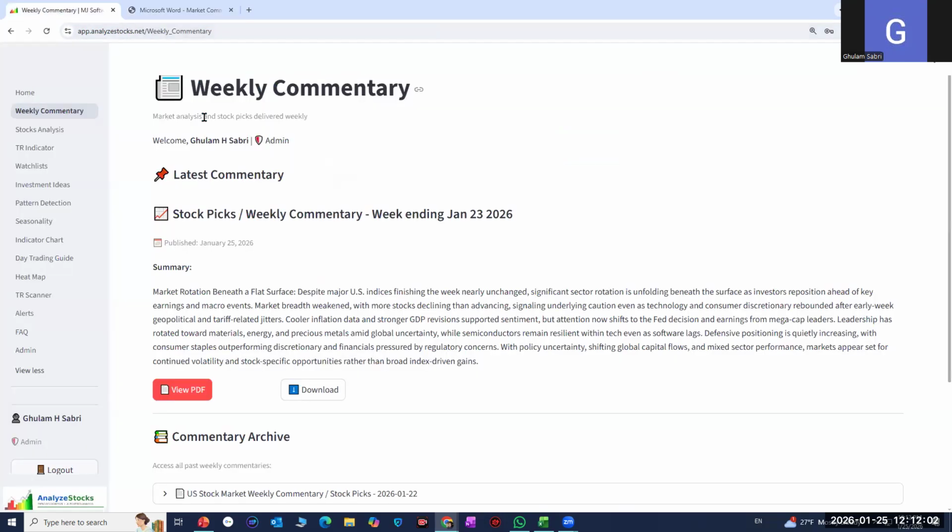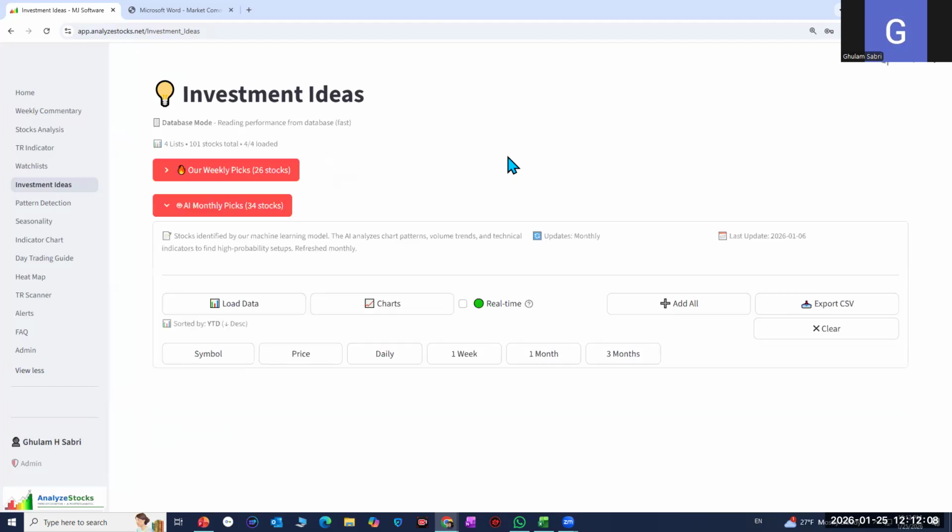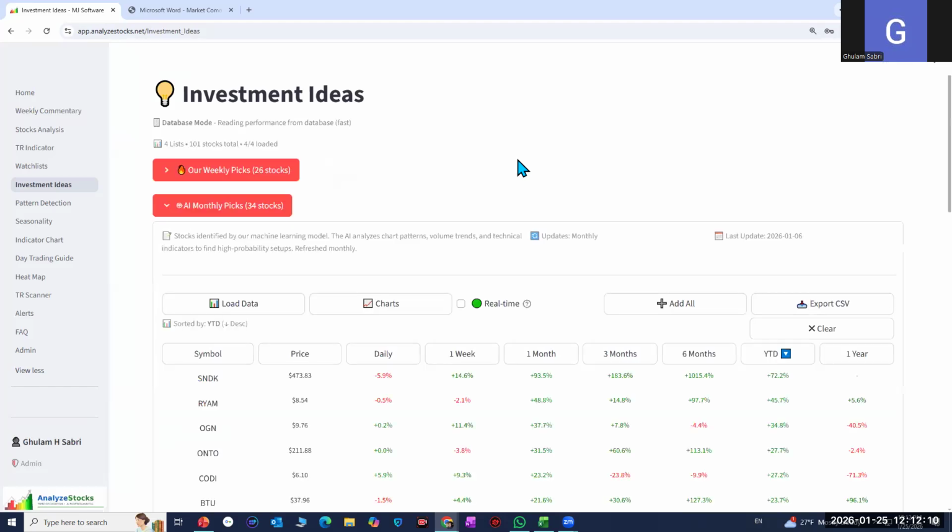So this is one source. Coming back to this, we have another page known as investment ideas. In the investment ideas, medium and short term could be anything between 10-20 days and beyond, up to 6 months. Anything beyond 6 months is long term for us. Swing trades could be just a few days, 3 or 4 days, maybe a week, maybe 2 weeks, not more than that.